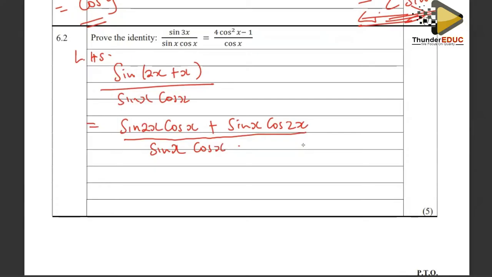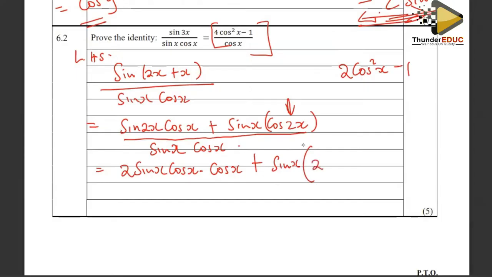What we saw on top? On the right-hand side, everything is just cos. So sine must disappear. So let's expand this double angle to sine x cos x. Then I'm going to multiply it with this cos x. Plus, let's change this to a cosine format. The double angle, of course, is 2 cos squared minus 1. Okay, sine x into 2 cos squared of x minus 1. We're dividing this by the sine of x and the cos of x.